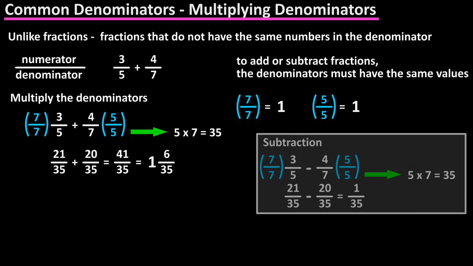For instance, using the same fractions, 3 over 5 minus 4 over 7. Again, multiply the denominators, 5 times 7, to get a common denominator of 35. Then go through the same process of multiplying the numerators, and we get 21 over 35 minus 20 over 35, which equals 1 over 35.